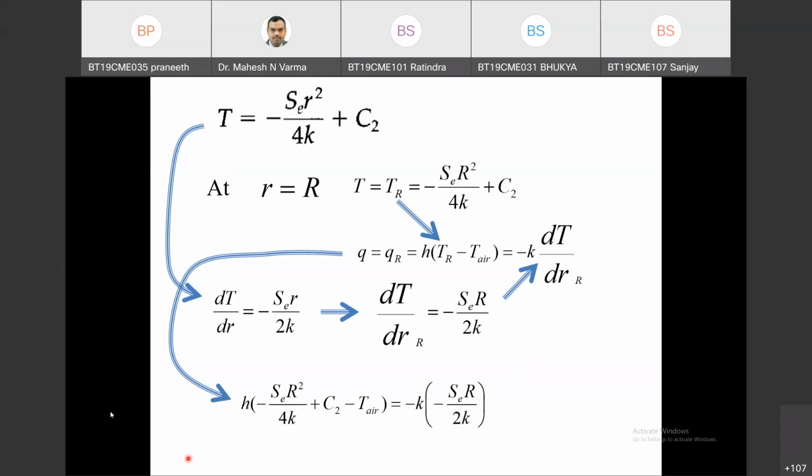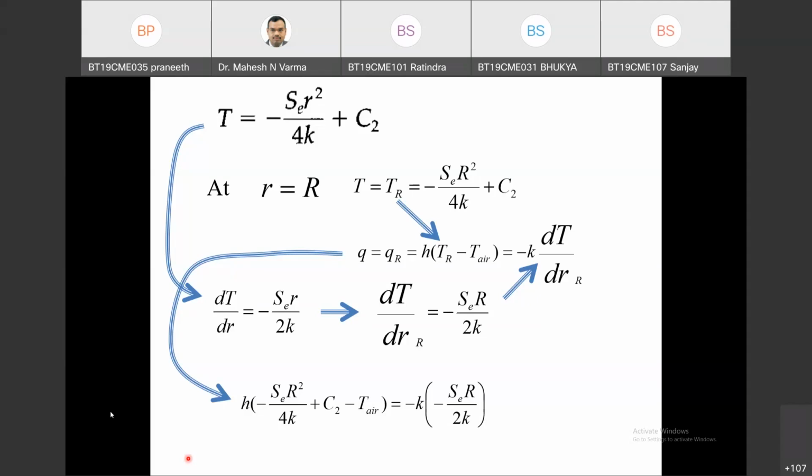Can you explain what is done on the screen to get the value of C2? Initially we got the temperature profile as T equal to minus SC R square by 4K plus C2. From this we got the surface temperature by keeping R equal to capital R, which is minus SC capital R square by 4K plus C2. We substituted this surface temperature in Newton's law of cooling, and we equated it to minus K dT by dr at R.